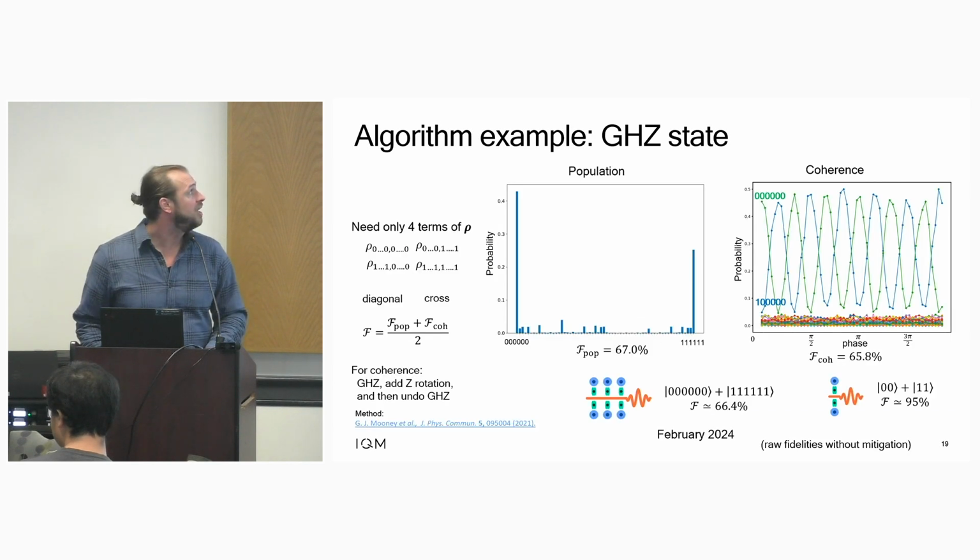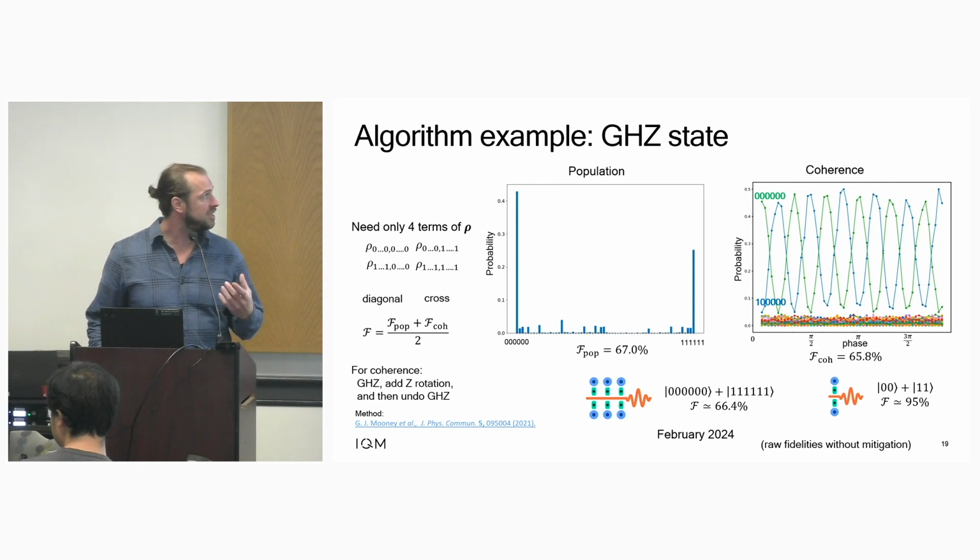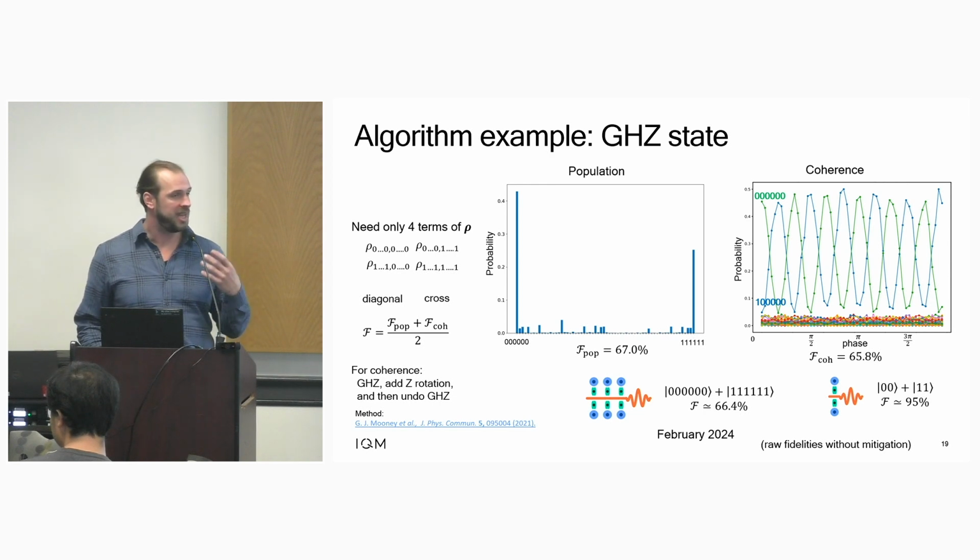Now, to get the fidelity, we have half the information we need. In addition to the populations, we need to understand the coherence. This can be seen if you think about the density matrix, where for the GHZ state, the density matrix has 4 components. 2 come from the population, 2 come from the coherence.